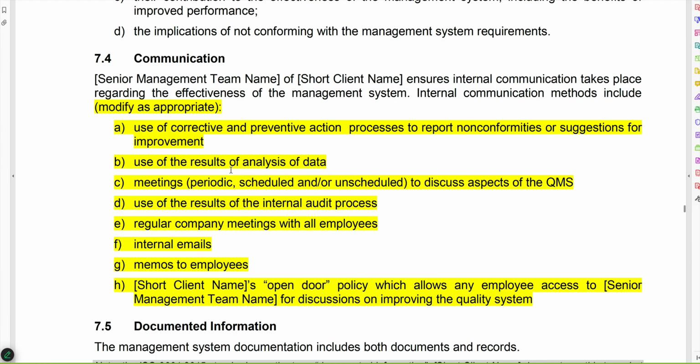Then in section 7.4, the senior management talks about communication, ensuring that internal communication takes place regarding the effectiveness of the management system. So here, highlighted in yellow, you have several of these communication methods, and of course we can modify or include other methods as well.